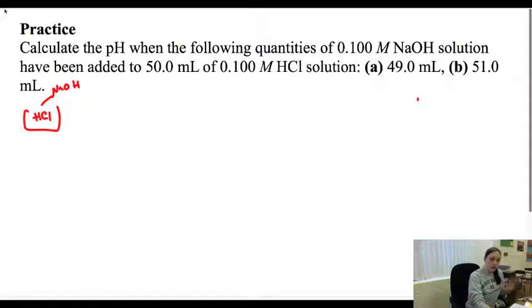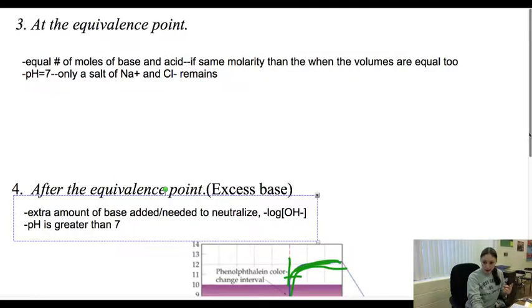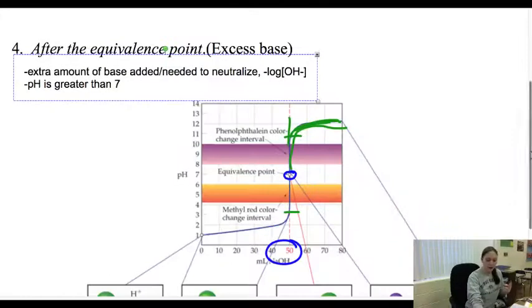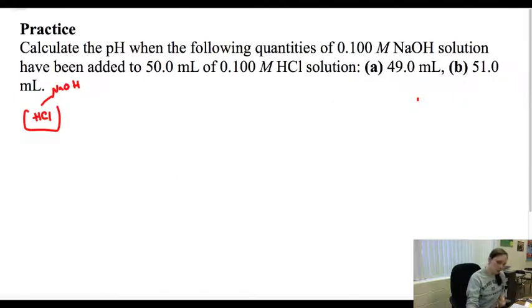Now you can have ones that are flip-flop of what you see right here, where you can start basic and end acidic, and all they're going to do is look exactly the opposite of this particular graph. They're going to start up here, have the same equivalence point, and then end. You're going to start higher and then end a lot lower. But this one is just how our example was.